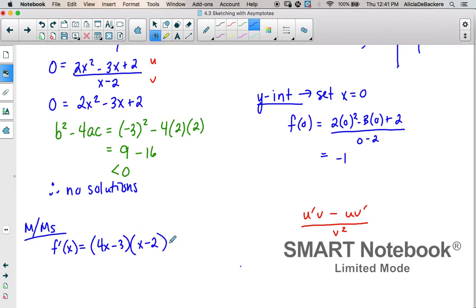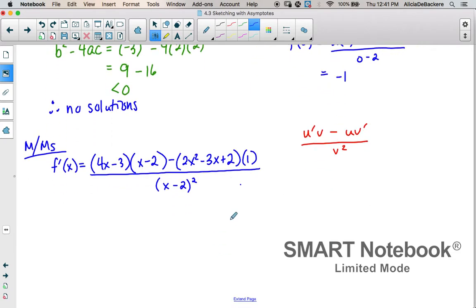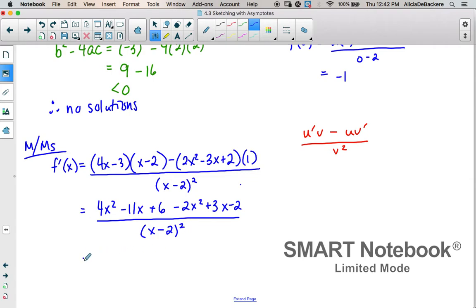times the denominator minus, this time I'm going to leave the numerator alone, and multiply by the derivative of the denominator. We'll put that all over the denominator squared. All right, so we're going to simplify this a little bit. There's no common factor in the numerator, so I am going to expand out and then collect like terms and see if it factors. And then just multiplying that negative through the second bracket. Collecting my like terms.